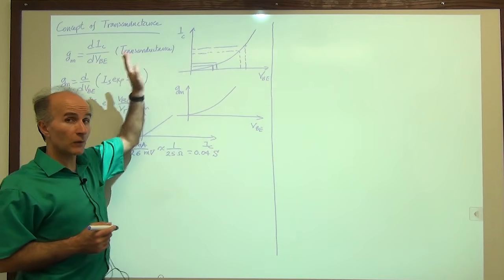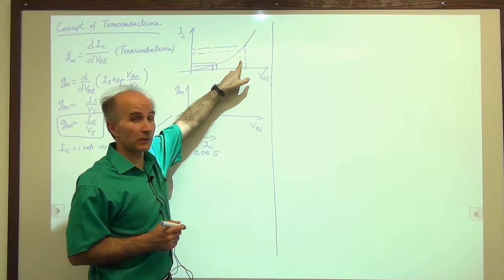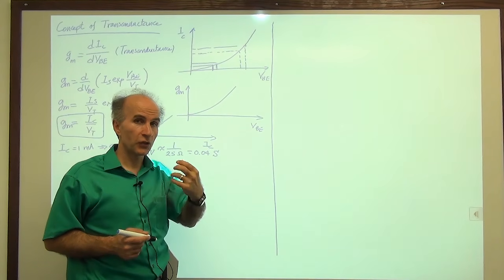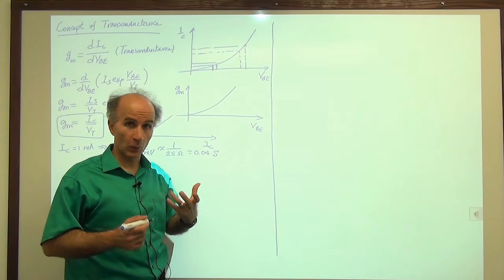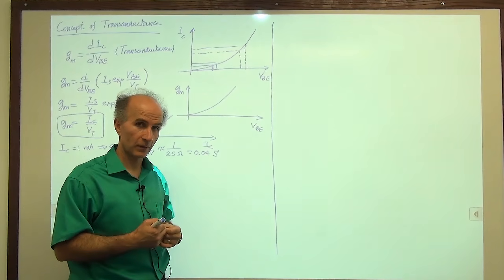Okay. So that is how we obtain the transconductance. And again, this all goes back to the notion that we are looking for the strength of the transistor, for how well or how much it responds to a change in the base emitter voltage when, for example, a microphone signal is applied to the base emitter voltage.